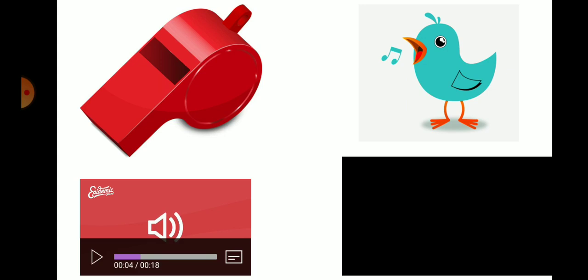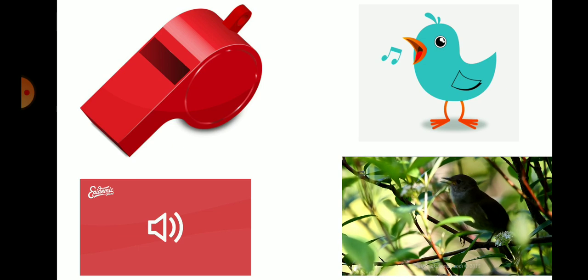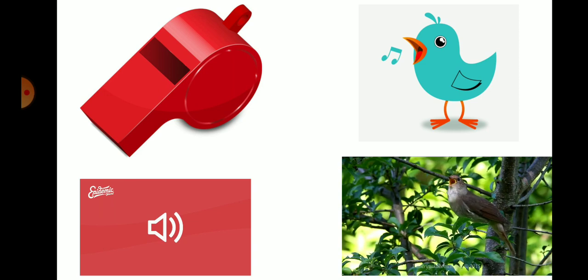Here you can see a picture of a whistle and birds twittering, and if you hear the sound of the whistle like this, it is a shrill sound, whereas the sound of twittering of birds, you listen here, it is also a shrill sound. So students, you can understand the difference between a shrill sound and a less shrill or flat sound.